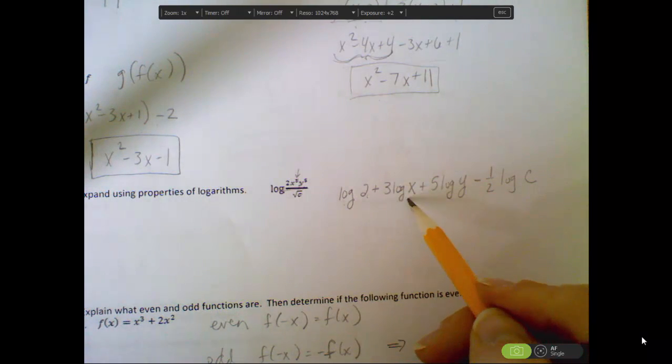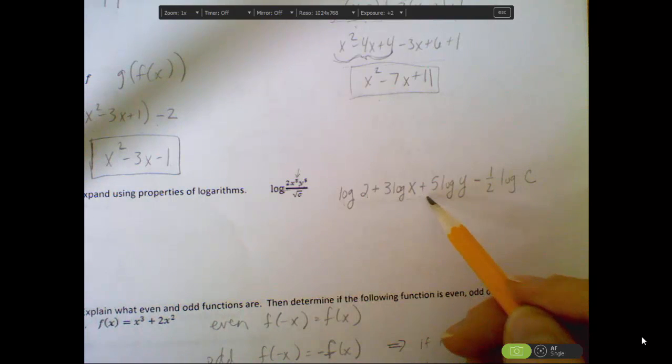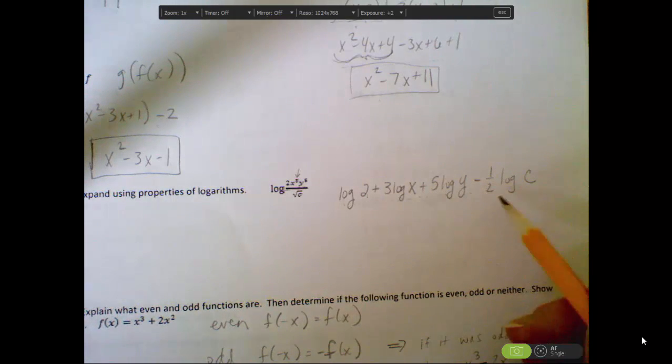So that's where 3 log x comes from, plus 5 log y, minus 1/2, because remember, a square root is an exponent of a half, log c.